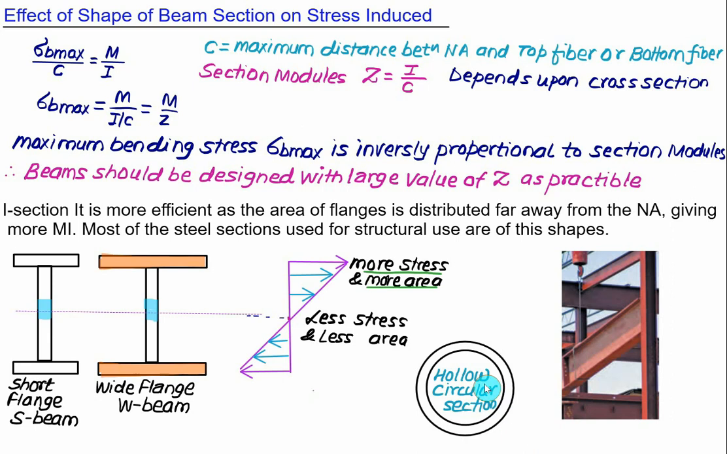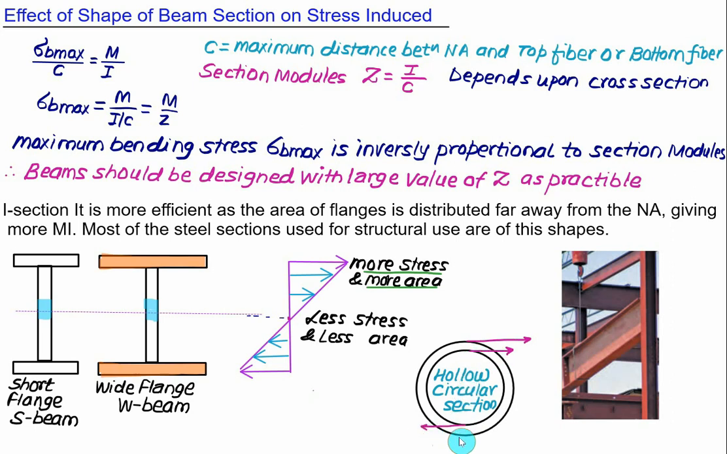One more section we'll discuss here is the hollow circular section, which is normally used in carrying water. So pipes are normally hollow sections, and they are strong because the bending stress is a larger value at the top here and we have a larger area. So this is almost a bending stress distribution here.